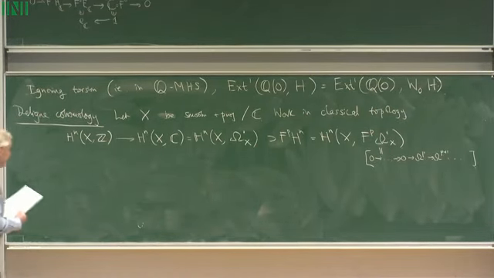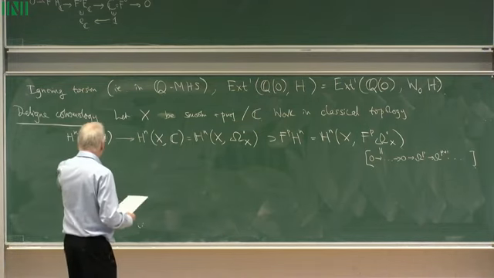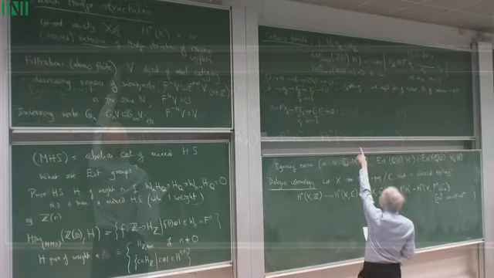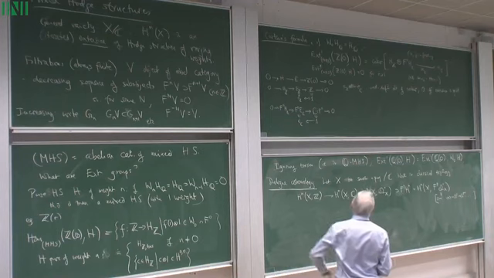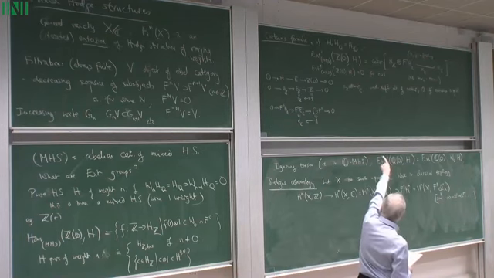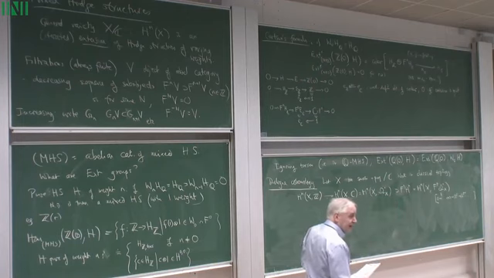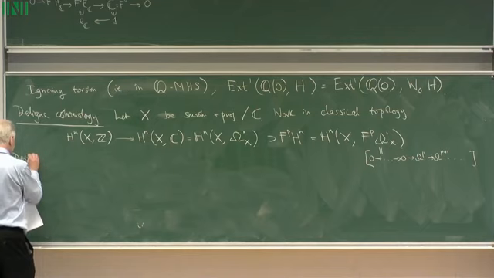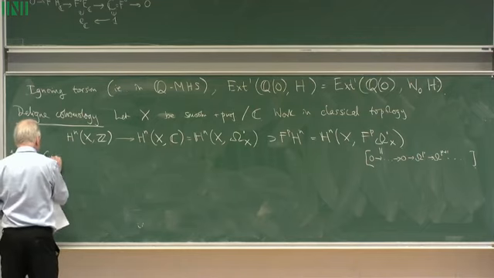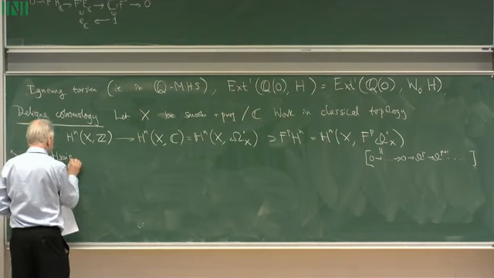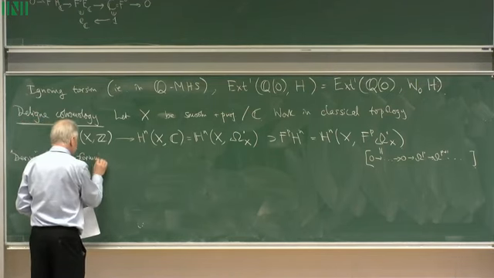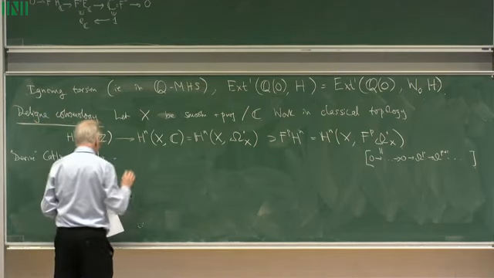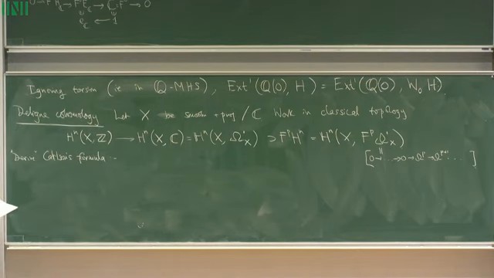So one way to motivate Deligne cohomology is to take Carlson's formula, which says that the Hom and the Ext are the cokernel and kernel of this map here, and just derive it. So let's derive Carlson's formula. This is the definition of Deligne cohomology.